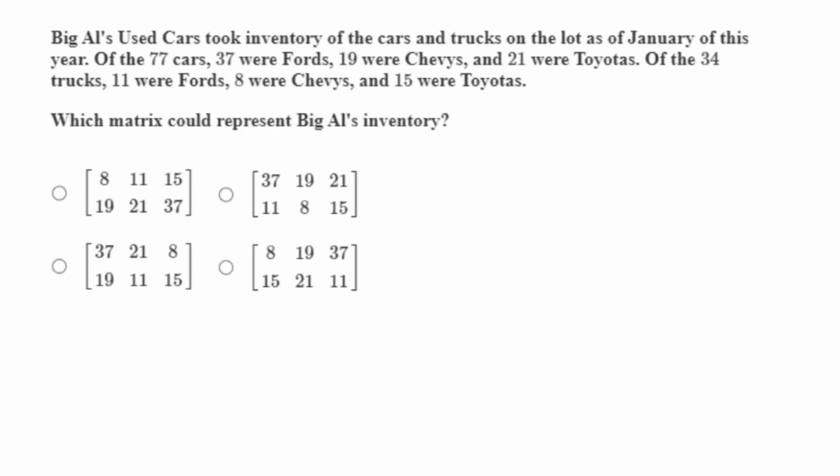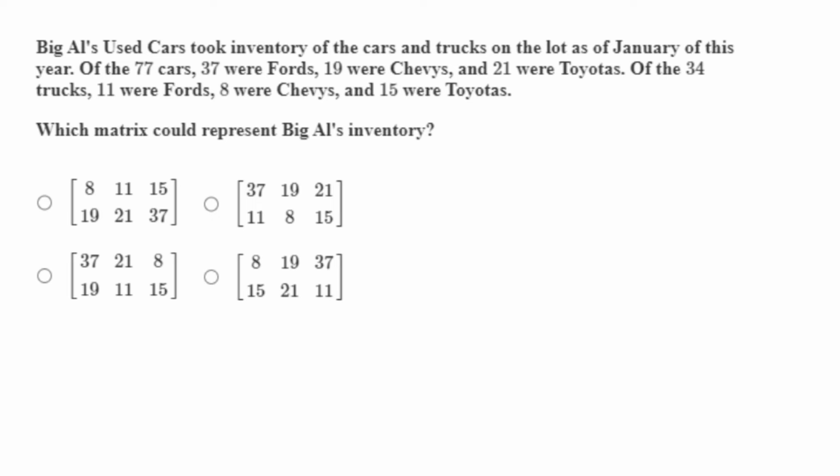So as we take a look at this, it says Big Al's used car took an inventory of cars and trucks. That's the two things we're comparing. Cars and trucks. On the lots in January of this year, 77 were cars, 37 were Fords, 19 were Chevys, 21 were Toyotas, and 34 were trucks. So we have a description of two things, cars and trucks.